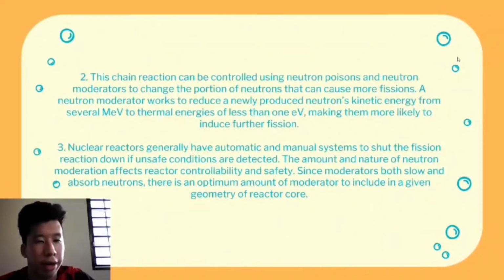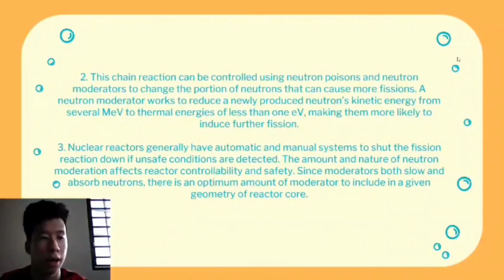Next, the chain reaction can be controlled using neutron poisons and neutron moderators to change the portion of neutrons that can cause more fission. A neutron moderator works to reduce a newly produced neutron's kinetic energy from several MeV to thermal energies of less than 1 eV, making them more likely to induce further fissions.